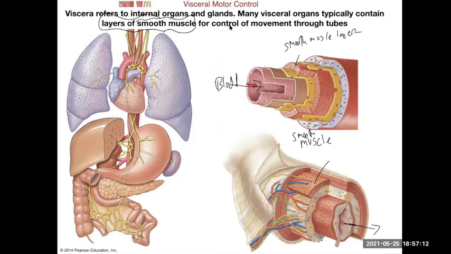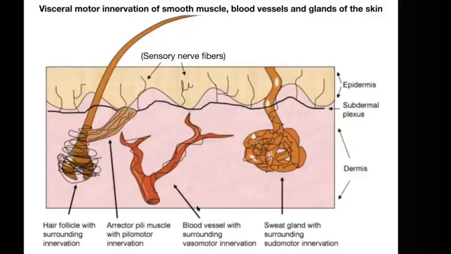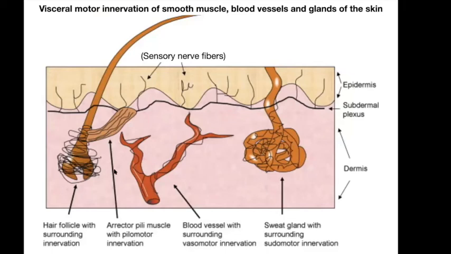Everybody kind of understand what I'm talking about here, about visceral motor command. This is why the smooth muscle part of this, when I say control over smooth muscle, is important, because your tubes in your body are going to be made up of these layers of smooth muscle along with all the other stuff. All right, so here's another example, right? Your skin, smooth muscle, blood vessels.